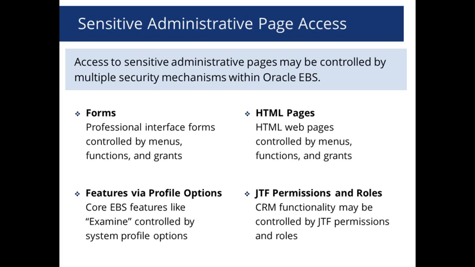There are 2 other areas that are often missed. One is some core features, like the examine feature, and we'll show you how that works, which is controlled by system profile options. So you need to be aware that it's not just these forms and HTML pages, but there are some profile options you need to look at also. And then there's also some CRM functionality that has a separate set of permissions. They're called JTF permissions and roles. They also have access control over some of the sensitive administrative pages.